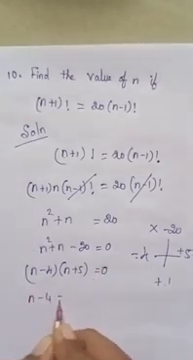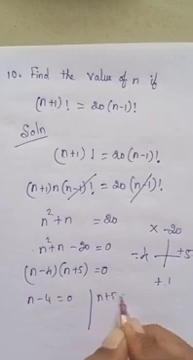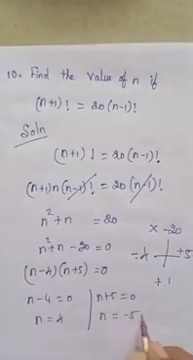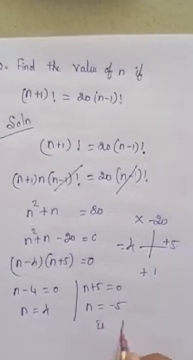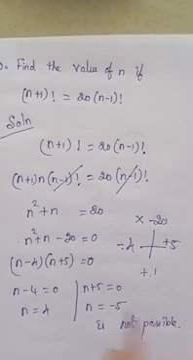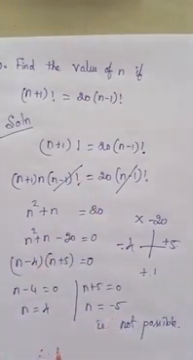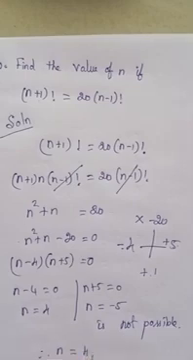Okay, n minus 4 equal to 0 or n plus 5 equal to 0. n equal to 4, and here n equal to minus 5. n equal to minus 5 is not possible. When we come to the factorial, n cannot be negative. Okay, therefore our answer is n is equal to 4.